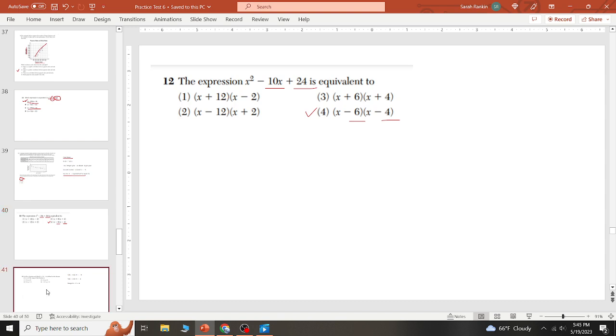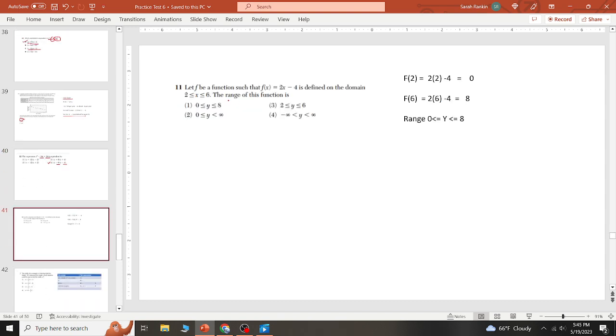There we go. All right, let f be the function defined on the domain of 2 to 6. Okay, so if I find the range, I just plug in the domain from 2 to 6. What's f of 2? What's f of 6? So my range is 0 to 8.